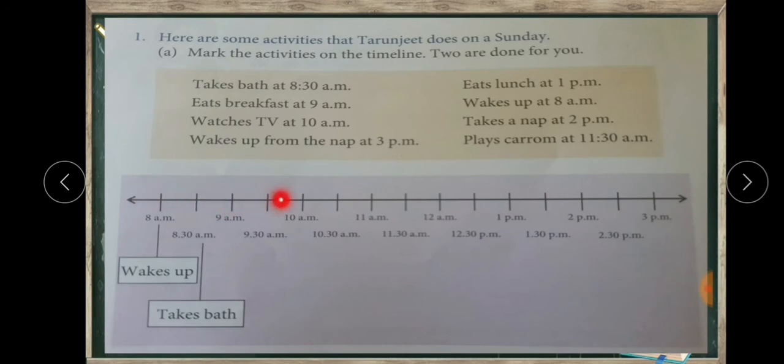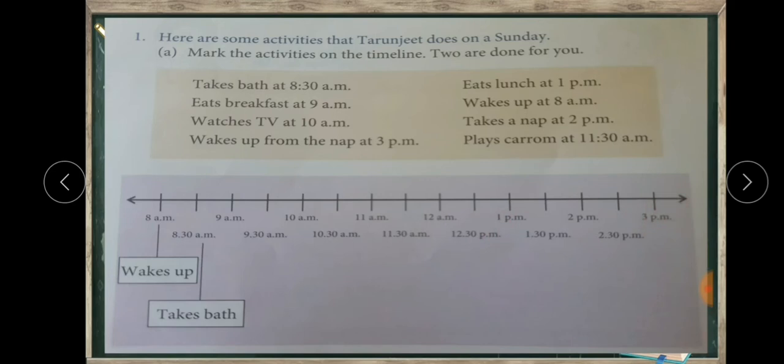So this is the timeline. First, in this timeline, we have to mark all the times given in these statements. Clear? First we draw the line and mark all the times given in these statements. So, from 8 a.m. we have to mark the time in order: 8 a.m., 8:30, 9 a.m., 9:30, 10 a.m., 10:30 a.m., 11 a.m., like that, up to 3 p.m.